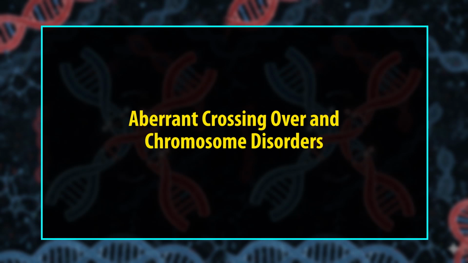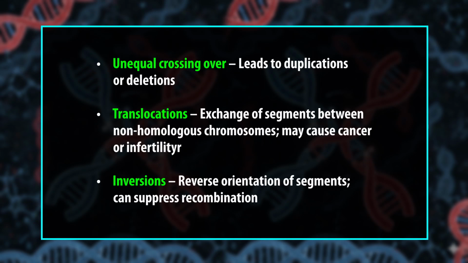Moving on to aberrant crossing over and chromosome disorders. Unequal crossing over leads to duplications or deletions. Translocations, the exchange of segments between non-homologous chromosomes, may cause cancer or infertility. Inversion, reverse orientation of segments, can suppress recombination.